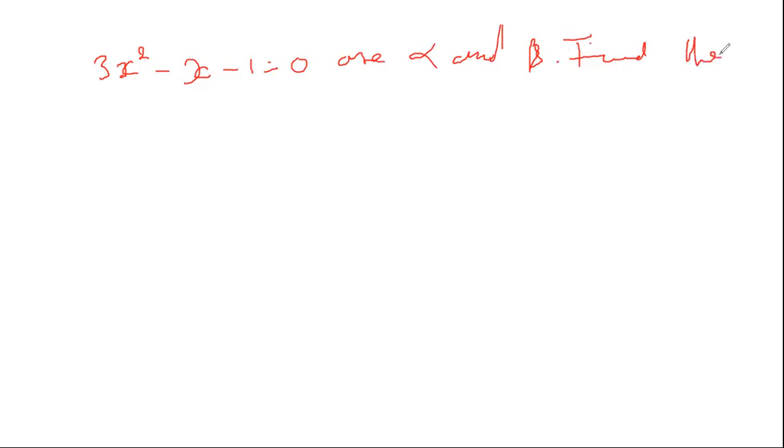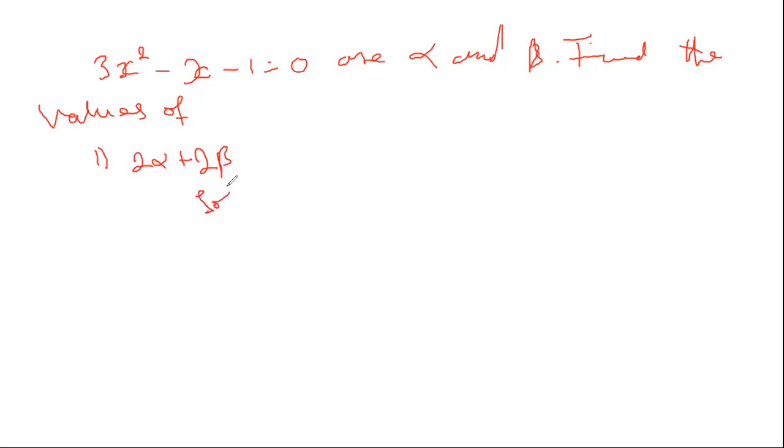So if the roots of the equation 3x squared minus x minus 1 equals 0 are alpha and beta, find the values of, let us begin with 1, 2 alpha plus 2 beta.